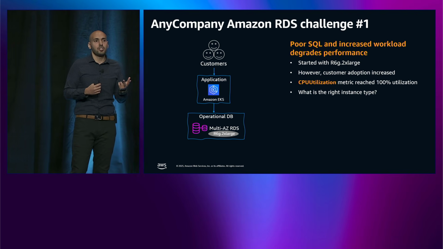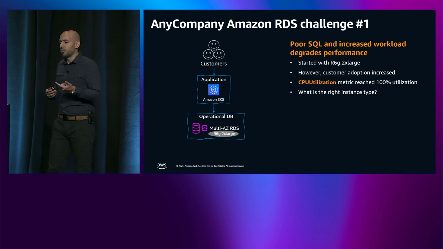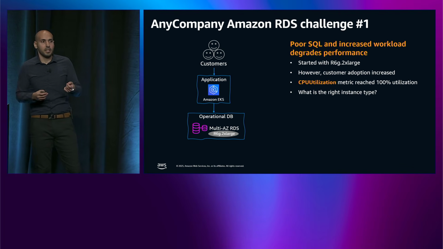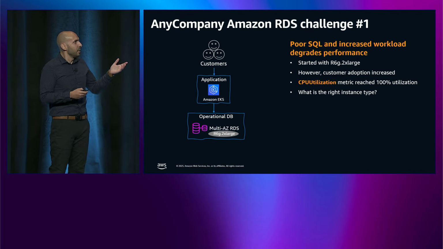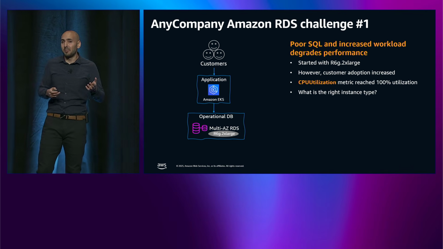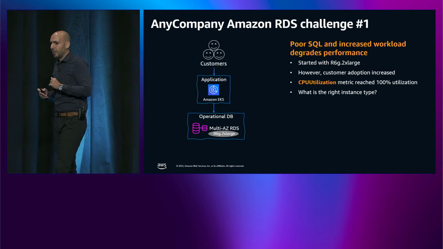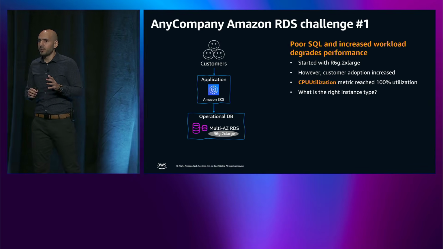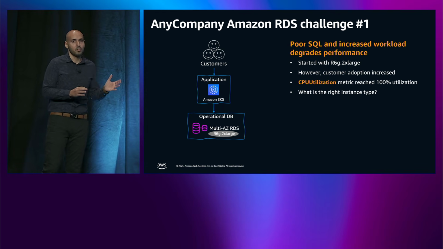So there are two key questions we need to ask here. First, can we identify and resolve the problematic SQL? And second, what is the right instance type to use for Any Company's workload? They started with R6G to start. However, does that mean that this is the best instance for their needs? So we need to think about that. And these are common questions we get from customers, where scaling decisions need to be both performance and cost conscious.